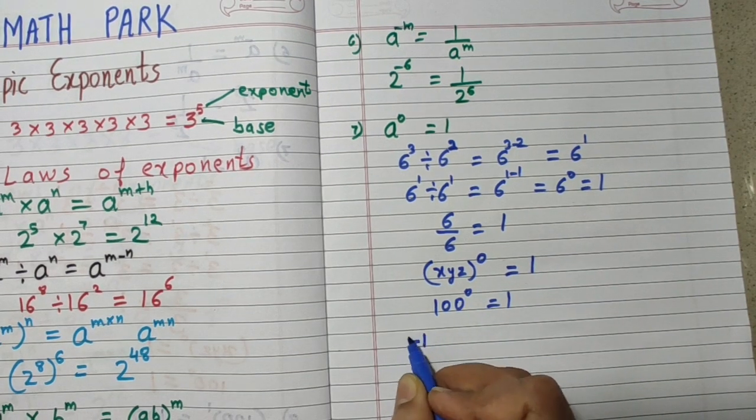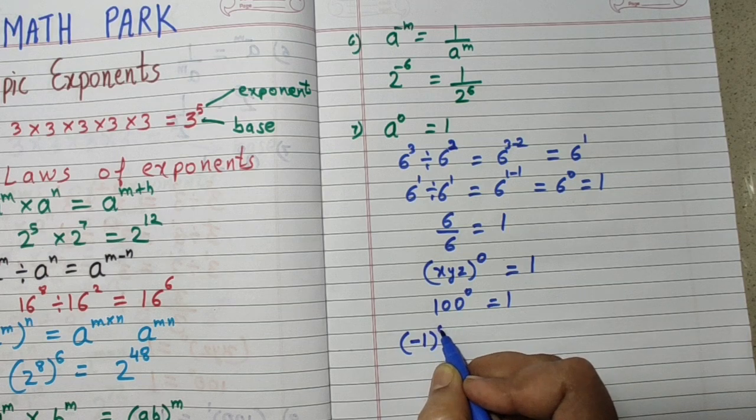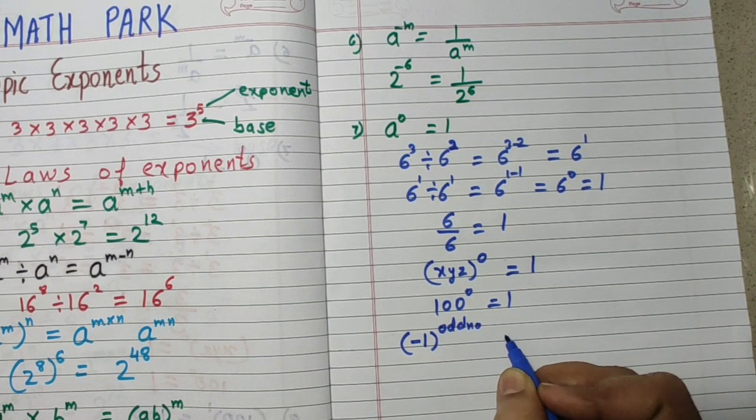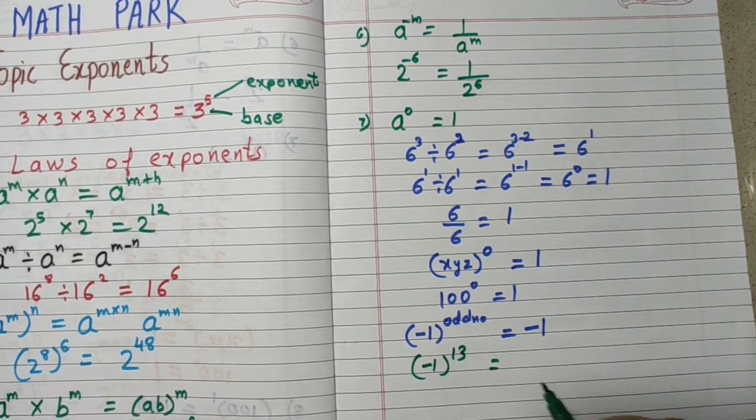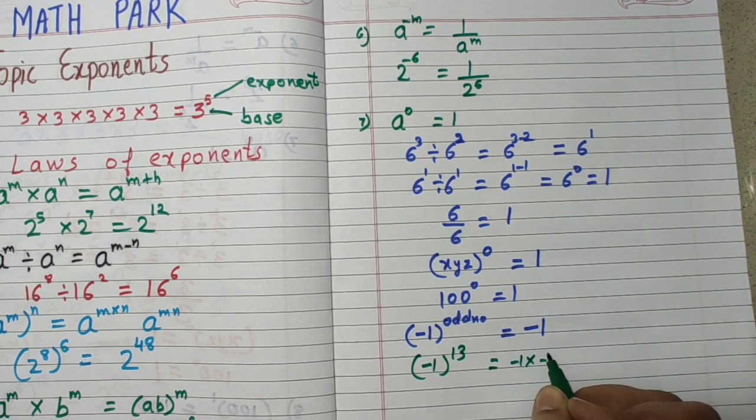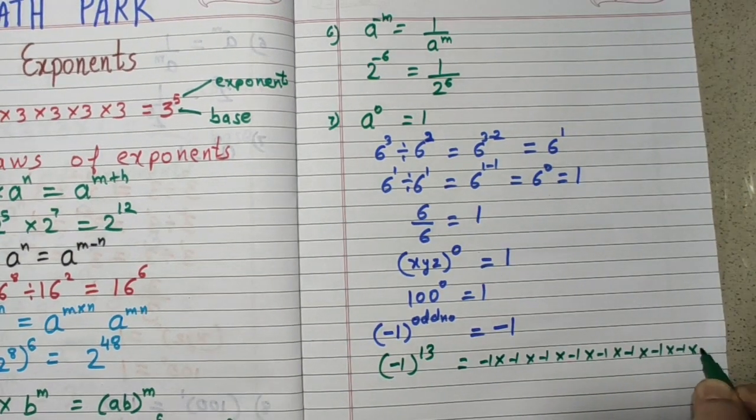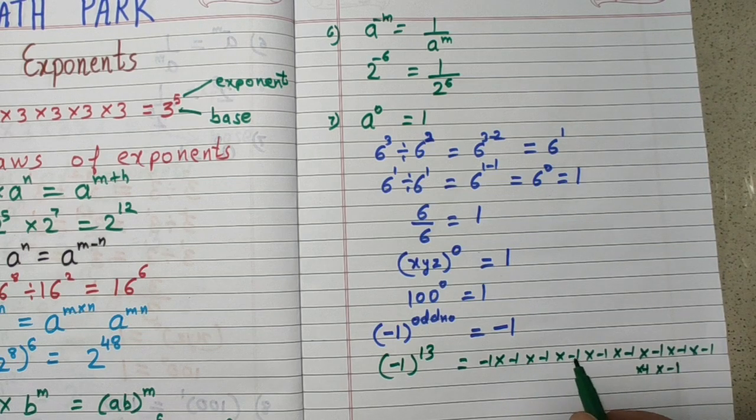For example, if I have minus 1 to an odd power, the answer is going to be minus 1. Let's say it is minus 1 to the power 13. So what I am doing here, minus 1 is being multiplied 13 times. As we know about integers, minus into minus gives 1. Say minus 1 into minus 1 into minus 1 into minus 1, up to 13. We are multiplying it 13 times. Minus 1 to the power 13.